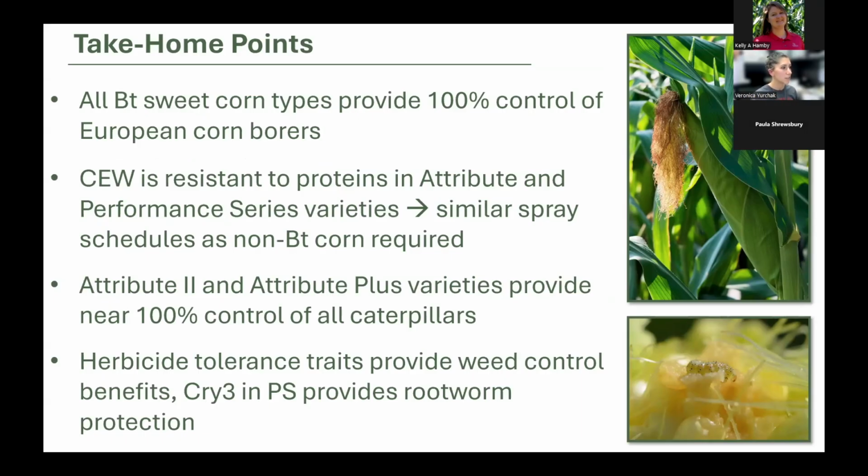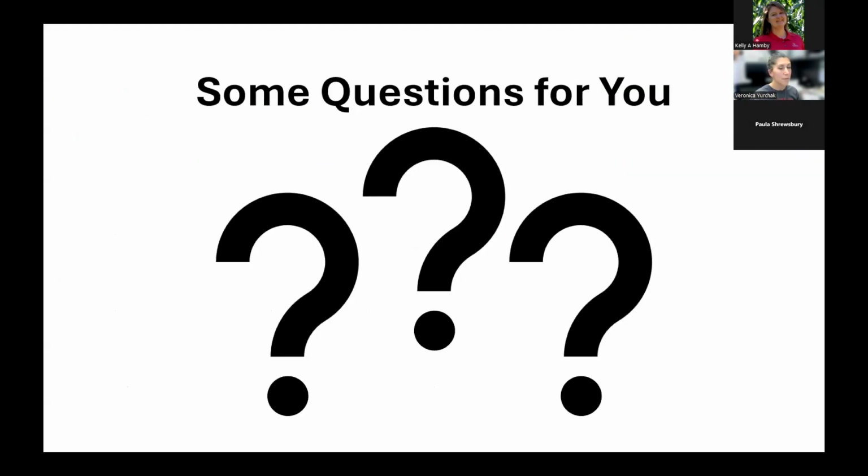And then the herbicide tolerant traits can provide some weed control benefits. And then keeping in mind that the performance series does have that Cry3 for rootworm protection. But now we have some questions for you at the end of this presentation.